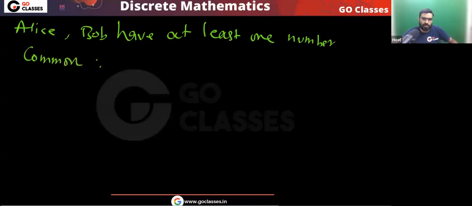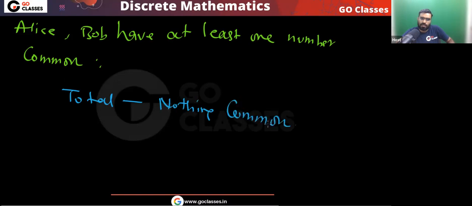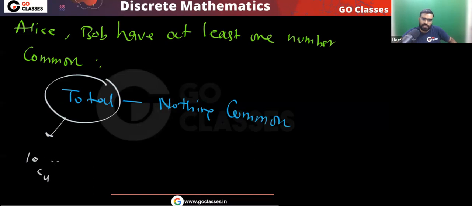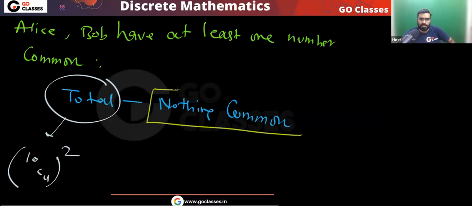So that will be equal to total minus nothing common. Total you already know. That is your 10C4 into 10C4, that is your 10C4 power 2. That you already know. When nothing is common, then what?